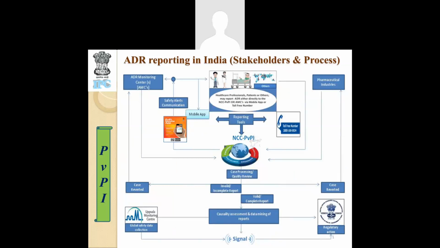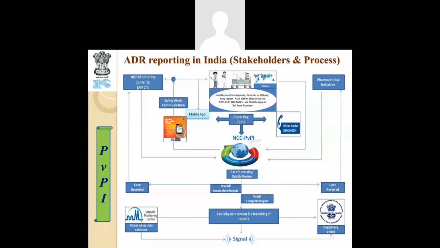Or if your own hospital is an ADR monitoring center, you can report it there itself, and it reaches the National Coordination Center. There, the quality review takes place, and if it is a valid case, they go for the causality assessment, and they may go for data mining to identify signals. Is there any new adverse drug reaction with a particular drug? They do the data mining at the National Coordination Center.